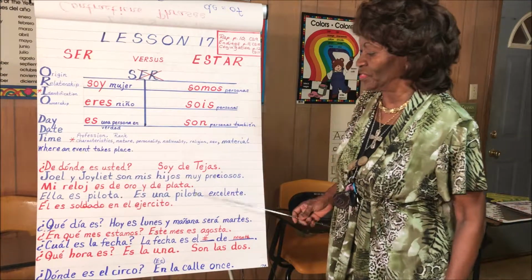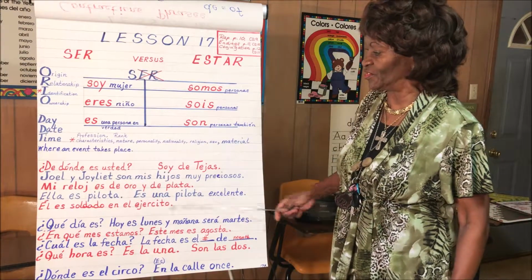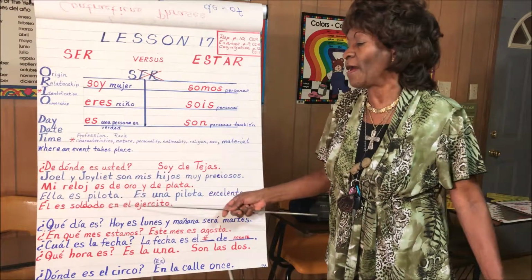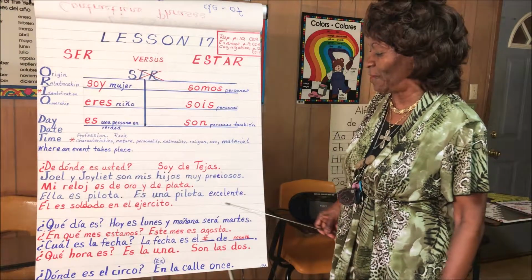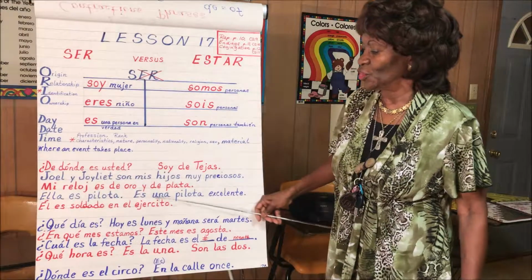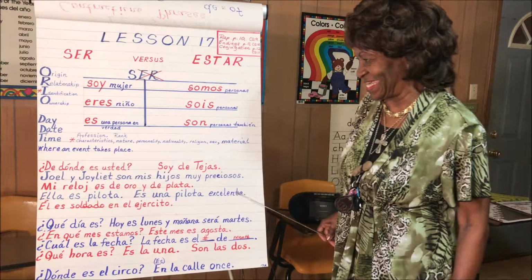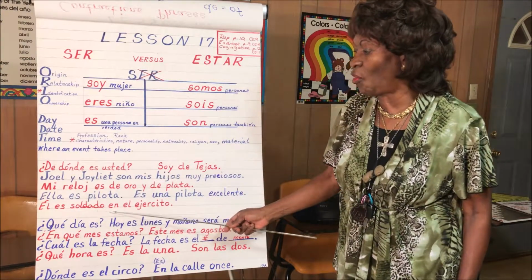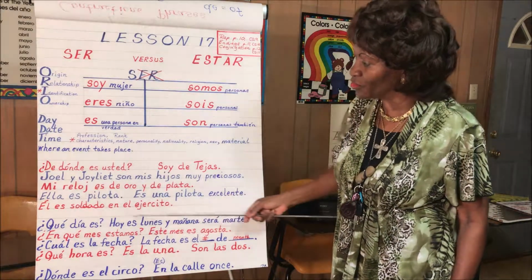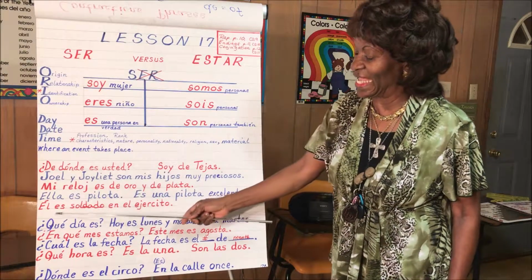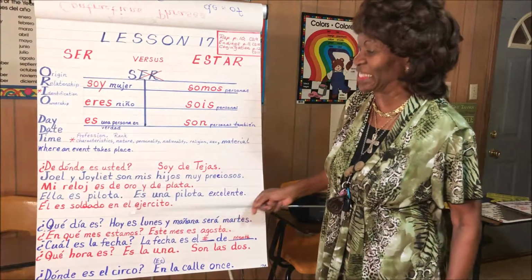When you don't use an adjective to describe a person or a thing, you would just say, ella es pilota. She's a pilot. But when you want to describe what kind of pilot she is or he is, you would use the article. Es una pilota excelente. Él es soldado, and he is a soldier in the army. He's a soldier. That's another profession. Él es. So we're using the verb ser. We're not saying él está. Él es. That's what he is.